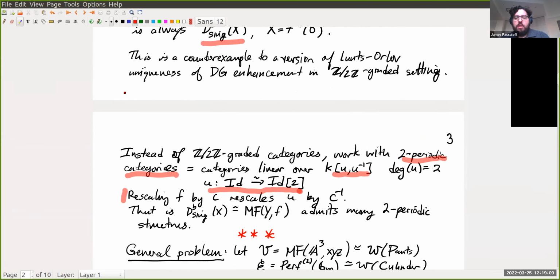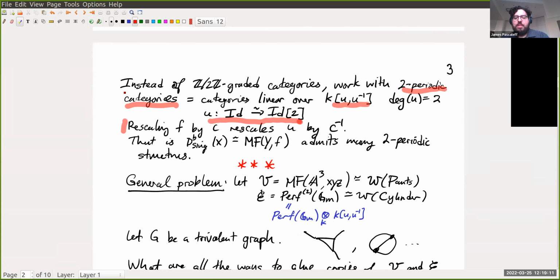Okay. And so what happens here is that it shows you that this dB sing x, which is MF of yf, admits many two periodic structures. And in fact that creates some of the freedom in what I'm going to talk about now. Okay. All right. Any more questions?